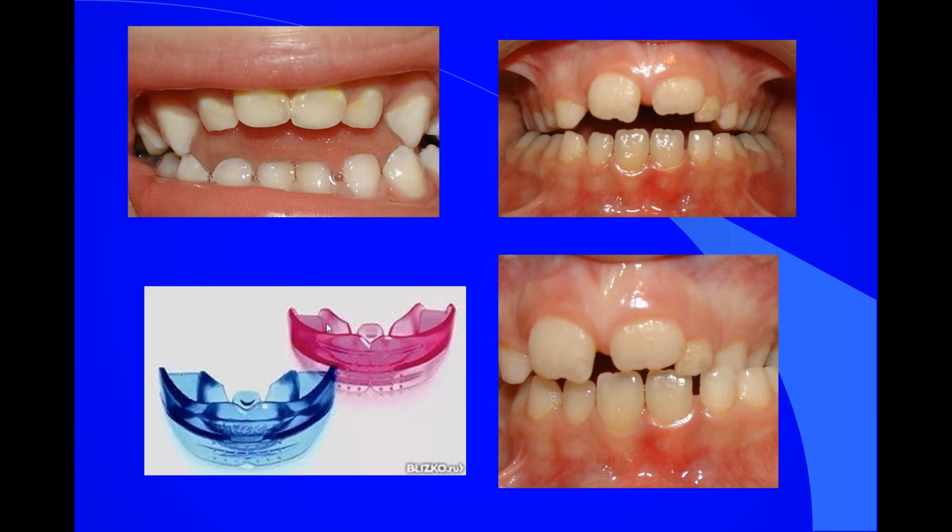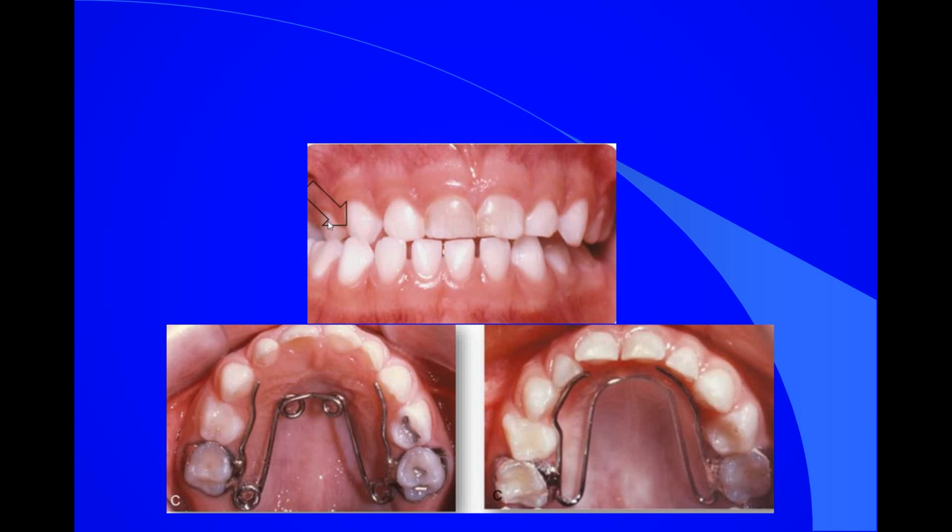These are myofunctional trainers, which we use during open bite and crossbite, during the early mixed dentition stage. And as you can see here, we can achieve the result in 3 or 4 months. This is also a result which can be obtained during a couple of weeks because of the low forces from the quad helix.